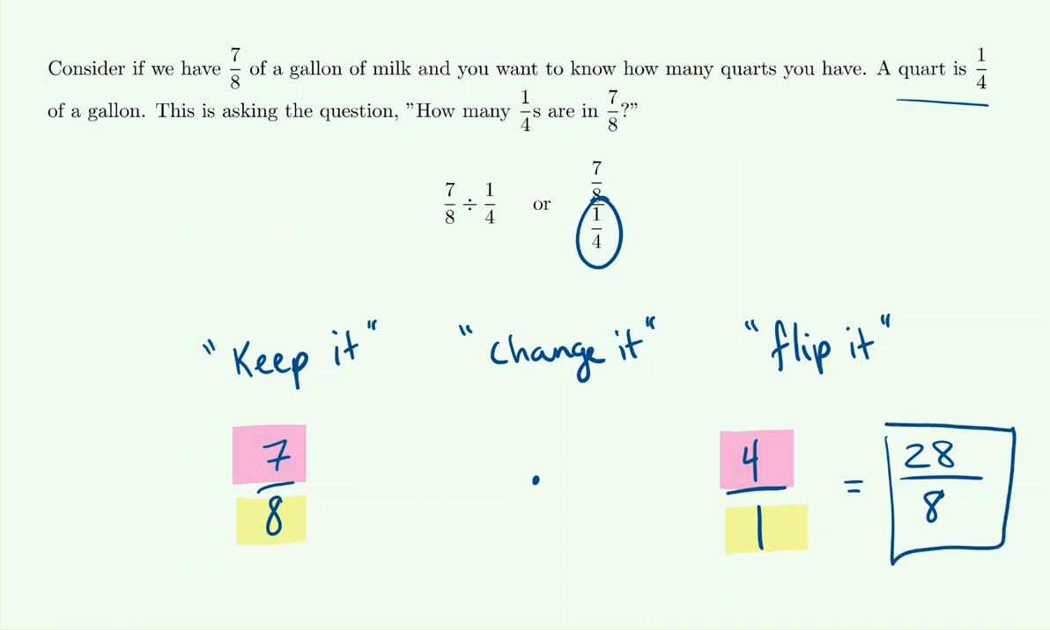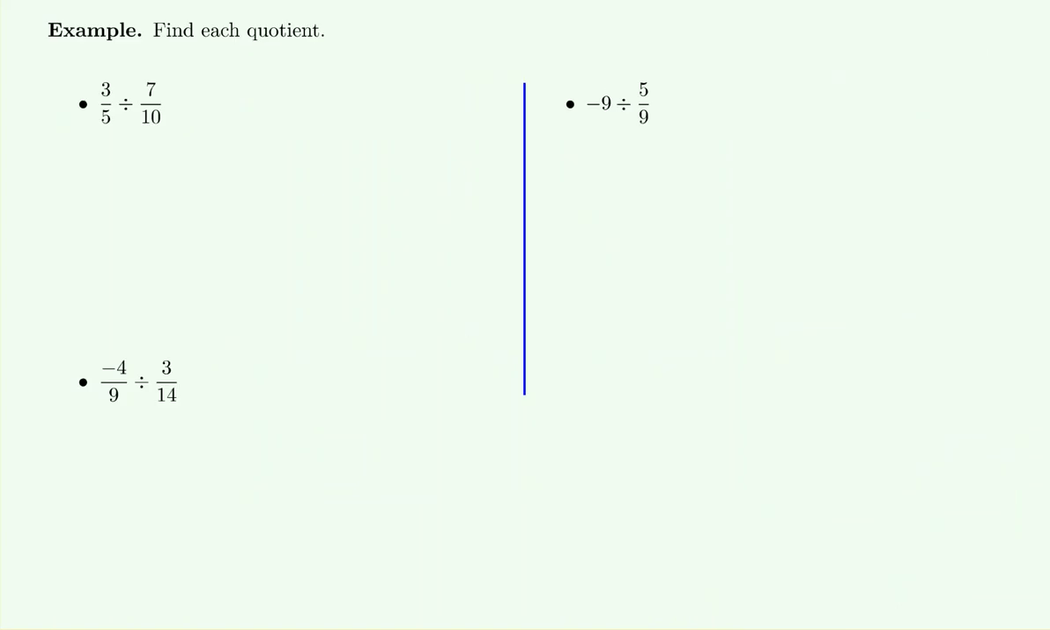So the amount of quarts that we have is 28/8 quarts. And if we wanted to look at that as a decimal, that would be exactly 3.5 quarts. So very close to what we thought, less than 4, but exactly how much less? 0.5 quarts less.